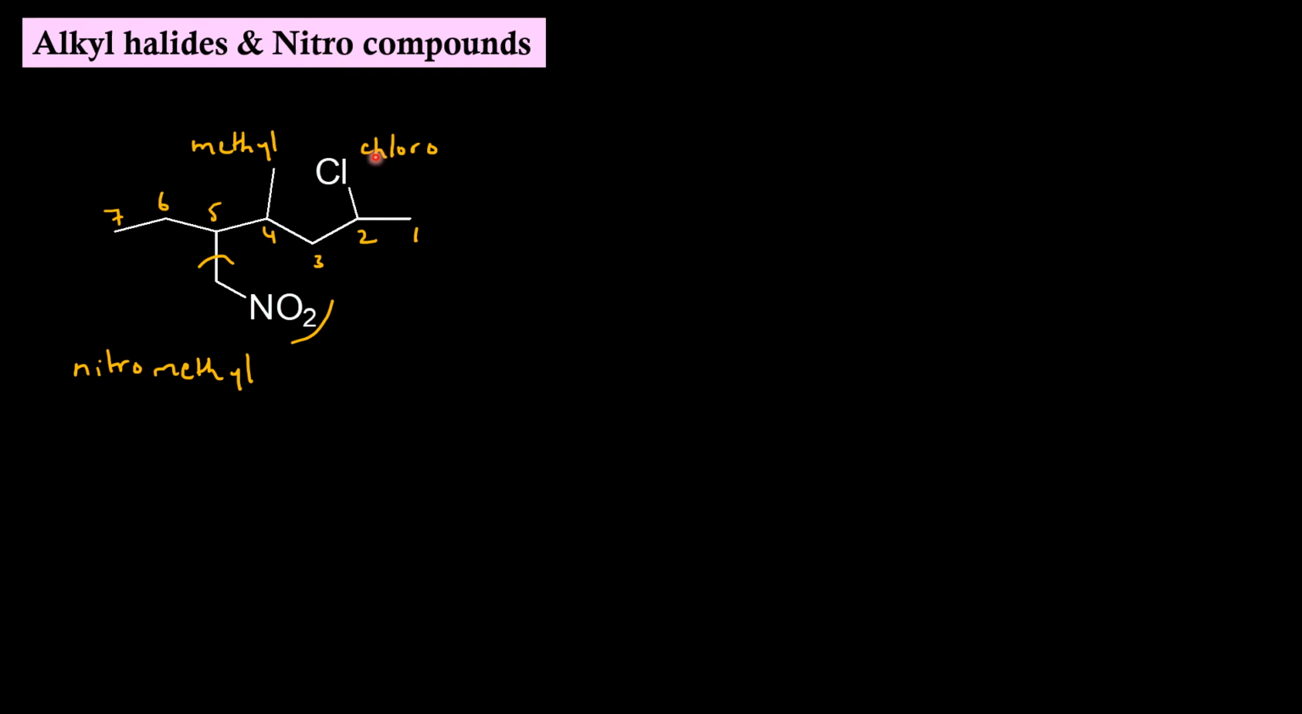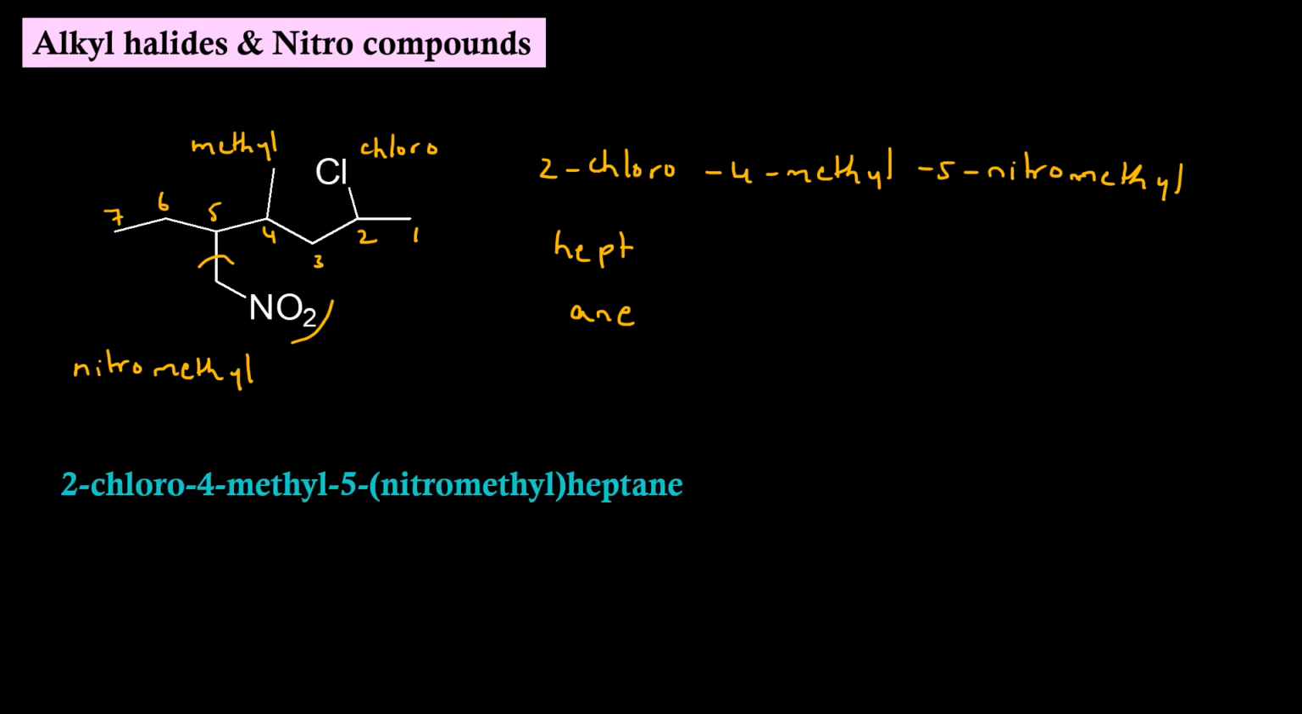Alphabetically, chloro comes first, then methyl, then nitromethyl. So secondary prefix will be 2-chloro, 4-methyl, 5-nitromethyl. Root word is hept. Primary suffix is ane. IUPAC name will be 2-chloro-4-methyl-5-(nitromethyl)heptane. Since nitromethyl is a complex substituent, we have to enclose nitromethyl inside the bracket.